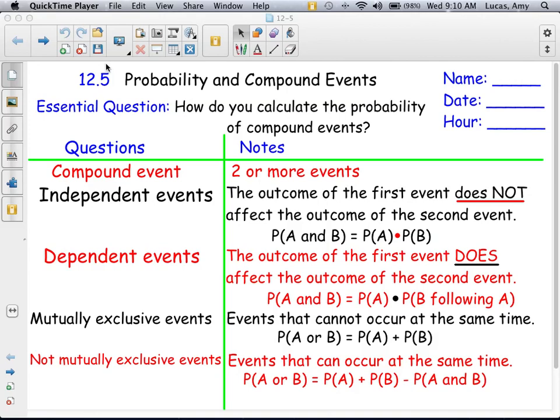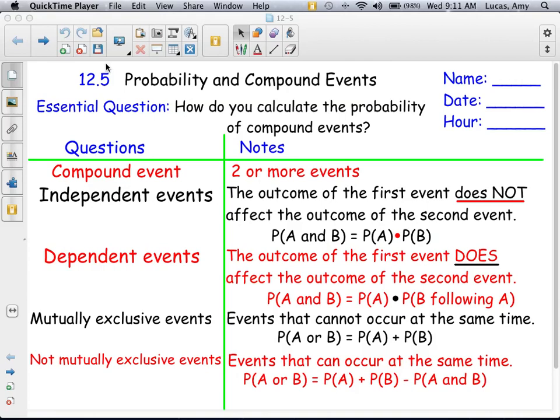Not mutually exclusive events then would be the opposite. Those are events that can occur at the same time. So you can think of them as like a Venn diagram where there's an overlap between the 2 circles. That piece where they overlap means that those events can happen at the same time. So to find that probability, you are going to subtract the piece where they overlap. So the probability of A or B equals probability of A plus probability of B, but then you have to subtract out the piece where both of them are occurring because you don't want to count those twice.